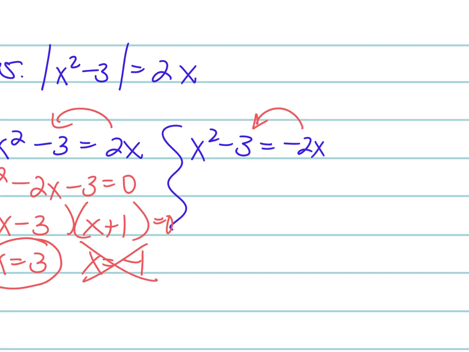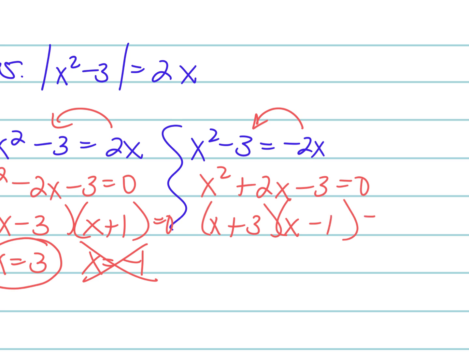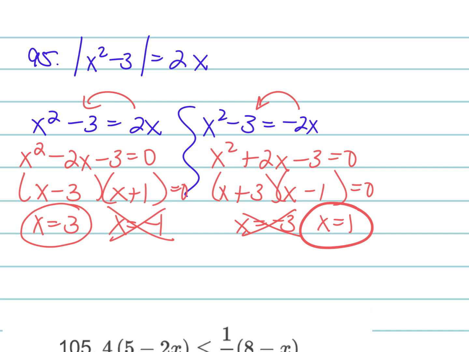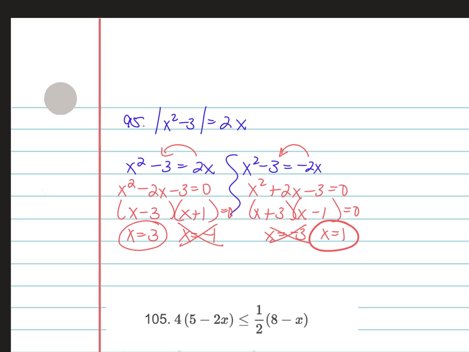Same thing here. We're going to move this over. I get x squared, this is going to become positive 2x minus 3 equals 0. So my factors of -3 that multiply to give me -3 but add to give me positive 2 are going to be plus 3 and minus 1. So here I get x equals -3 and x equals 1. And when you plug these back in to check, -3 does not satisfy the equation, but 1 does. So make sure, guys, on absolute value, square roots, rationals, everything, you go back and check your answers.